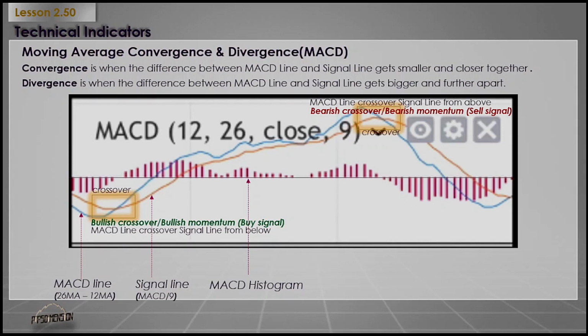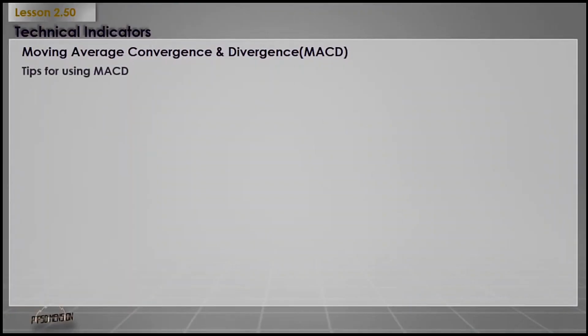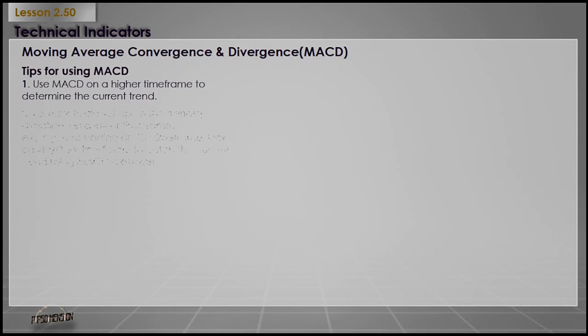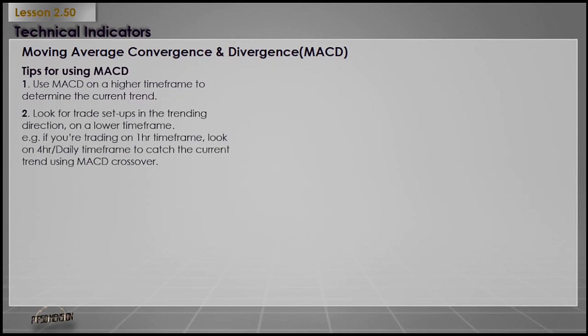Since MACD is calculated from moving averages data, it lags behind price. So it may not be the best indicator to determine long-term trend, but it is better to determine short-term trends. Now, let me give you some tips on how to use the MACD indicator for more successful trading. Use the MACD indicator on a higher time frame to determine the current trend. Then, look for trade setups in that particular trending direction on a lower time frame.